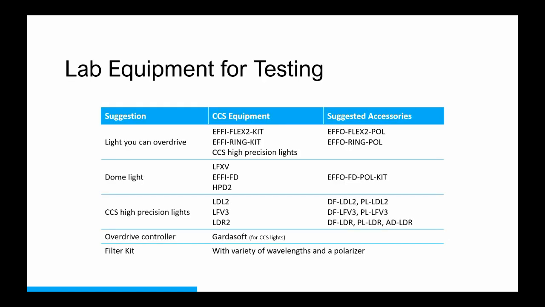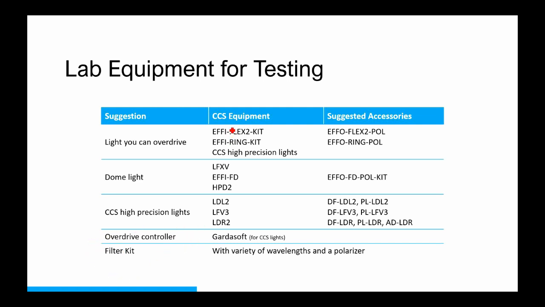So if you are doing testing in your lab, I said a few slides back that it's really important to test every single orientation, just to make sure you're getting the best image that you can get. You want to make sure you have the right items in your lab to test every type of method that I just discussed. So the suggestion is that you need a light you can overdrive, some type of dome light, high precision lights that can get you a bright field image, a way to overdrive the light, and then a filter kit.